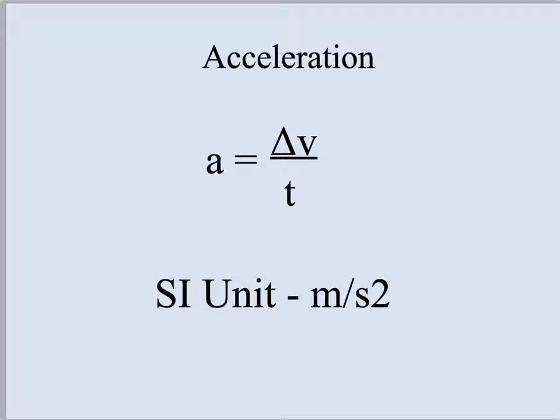Speaking of that, here it is. So acceleration is delta v over t. You should remember delta v means VF minus VI, VF being the final velocity and VI being the initial velocity. So it's the change in the velocity over time. And its unit is meters per second squared. Again, this is all review. Should look familiar to you.